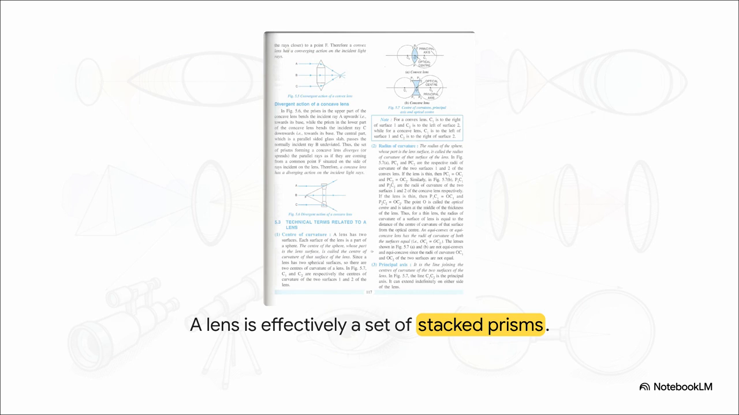Now, when light hits a prism, it always bends towards the base. So for a convex lens, those outer prisms have their bases pointing inward toward the center, which literally forces the light rays to converge. But for a concave lens, the bases are pointing outward, which forces the light rays to diverge or spread totally apart.